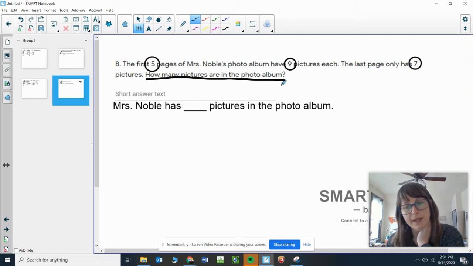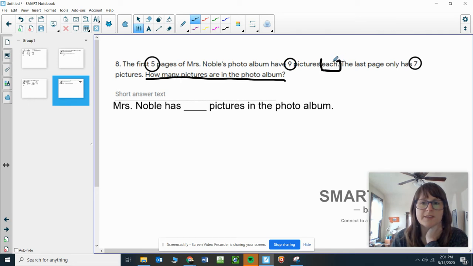Now it's time to reread again and box those important words. The first 5 pages of Mrs. Noble's photo album have 9 pictures each. I'm going to go ahead and box each because each tells me that on every page of these 5 pages, there's 9 pictures on each of them. And that tells me I'm going to need to multiply.